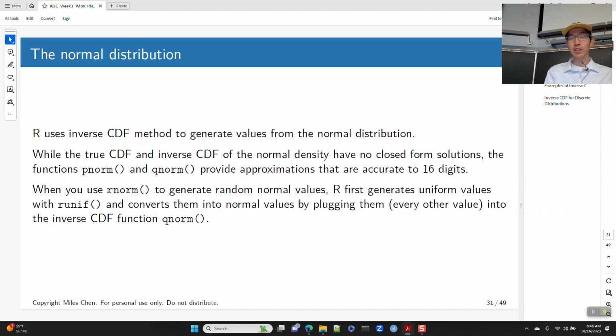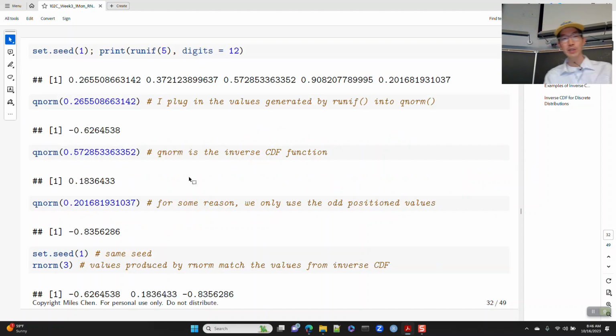If you ask R to generate rnorm, and you set a seed, and then generate random uniform values, you can get back the same rnorm values by plugging your random uniform values into qnorm. For whatever reason, it uses every other value, but let me show you. If I do set seed 1 and ask for 5 random uniform values, these are the values it produces: 0.2655, 0.372, we skipped that one.